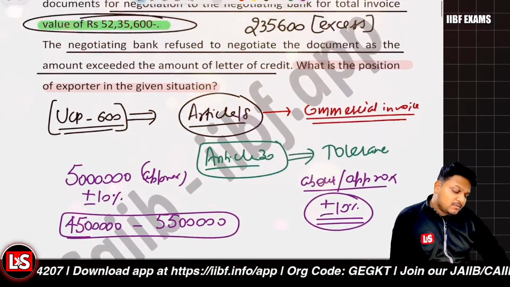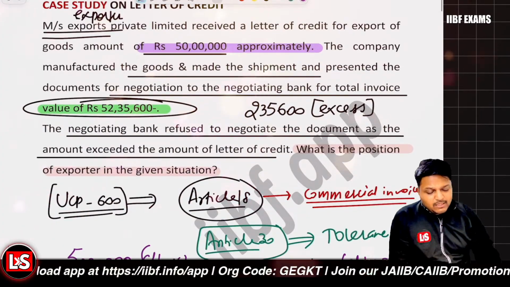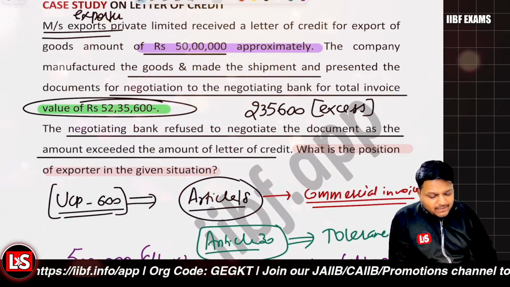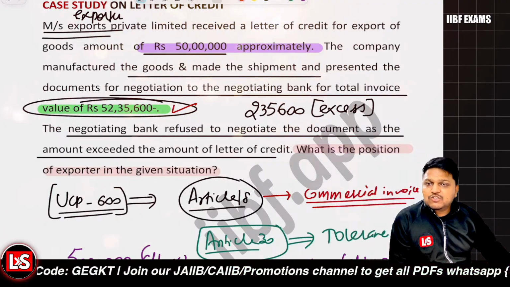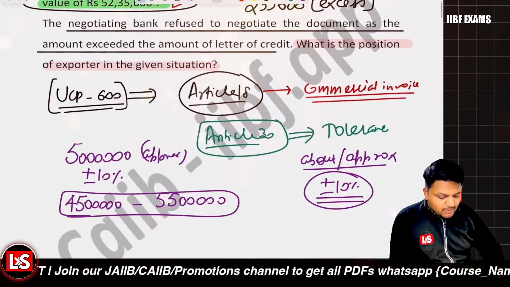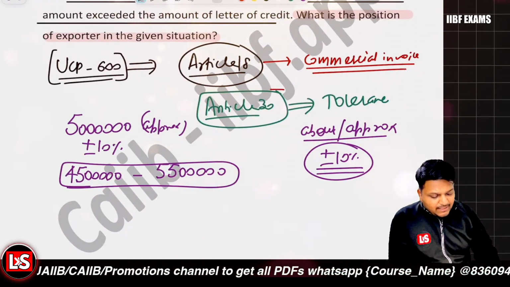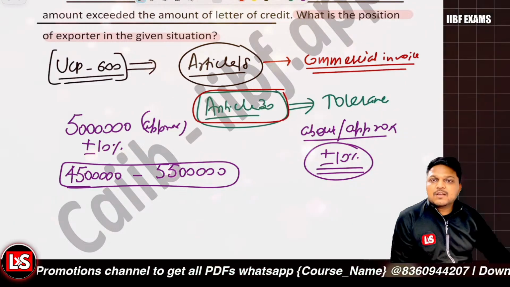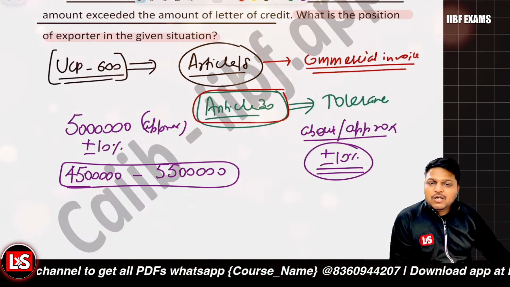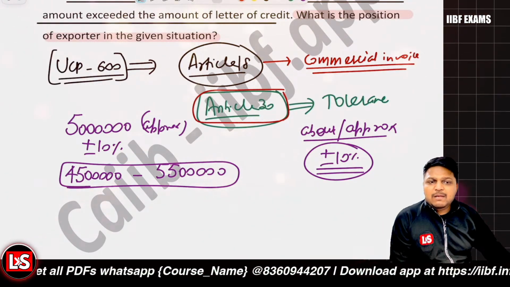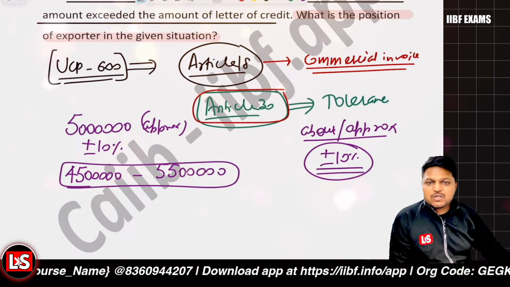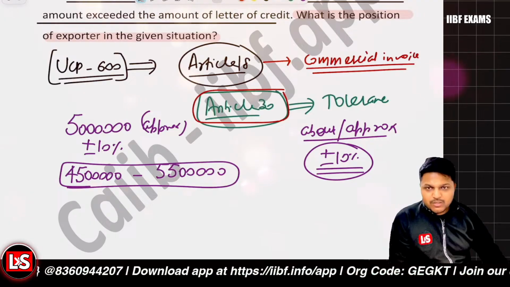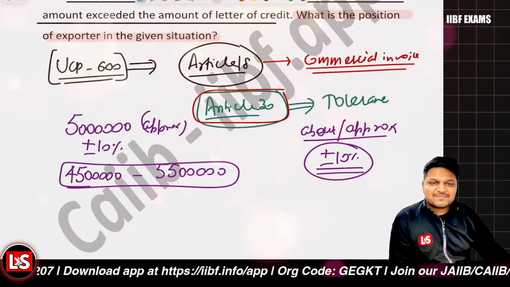Now the documents which have been drawn amount to 52 lakh 35,600. So it's a valid amount. And this is as per which particular article? This is as per Article 30. Clear with it? Do confirm at the earliest if you are able to understand these points.